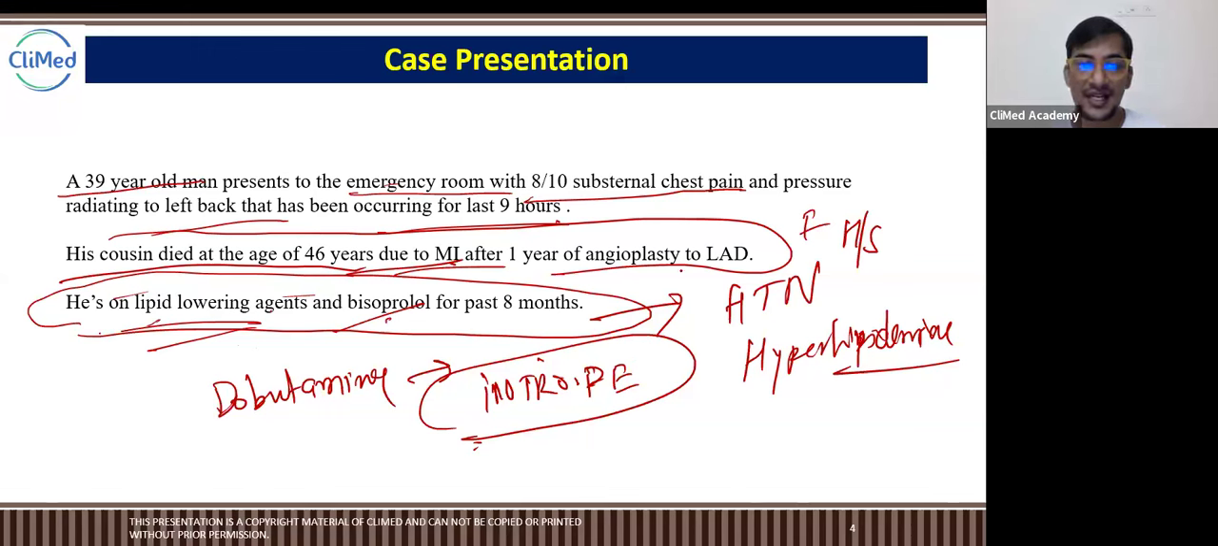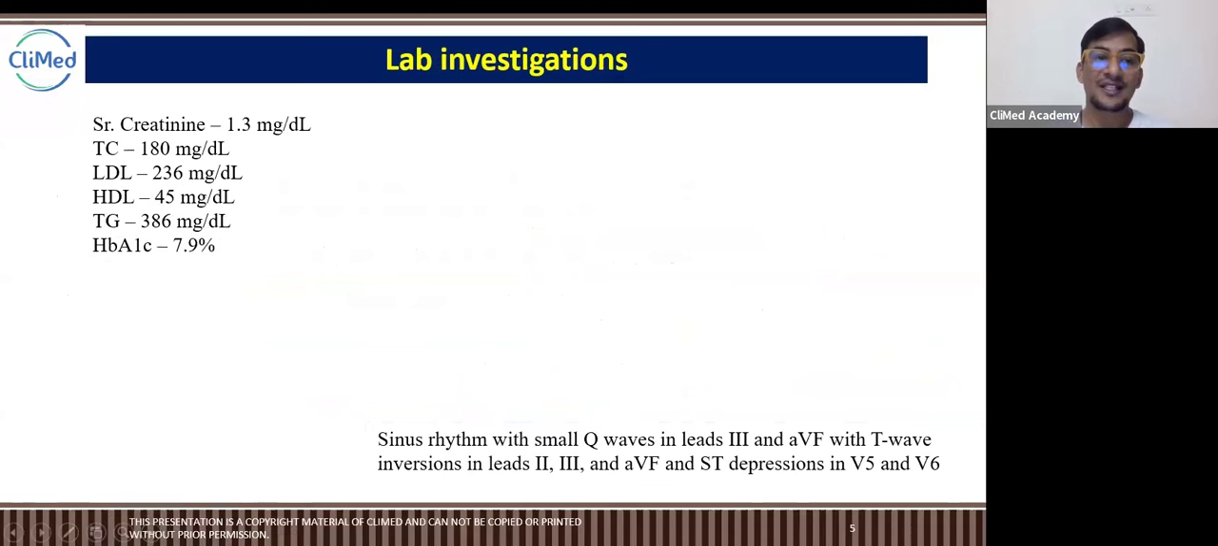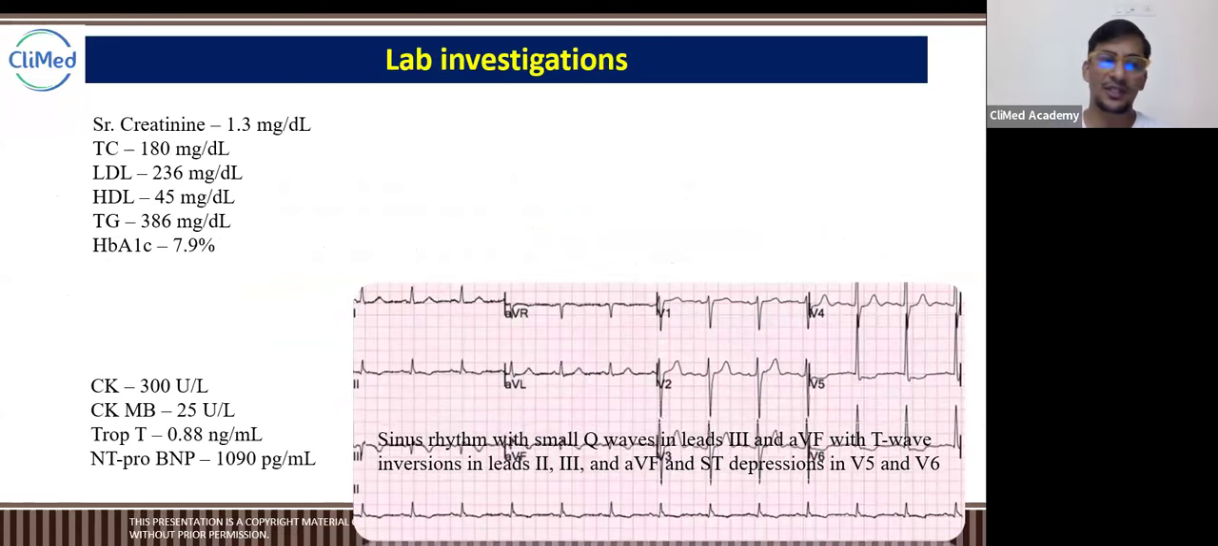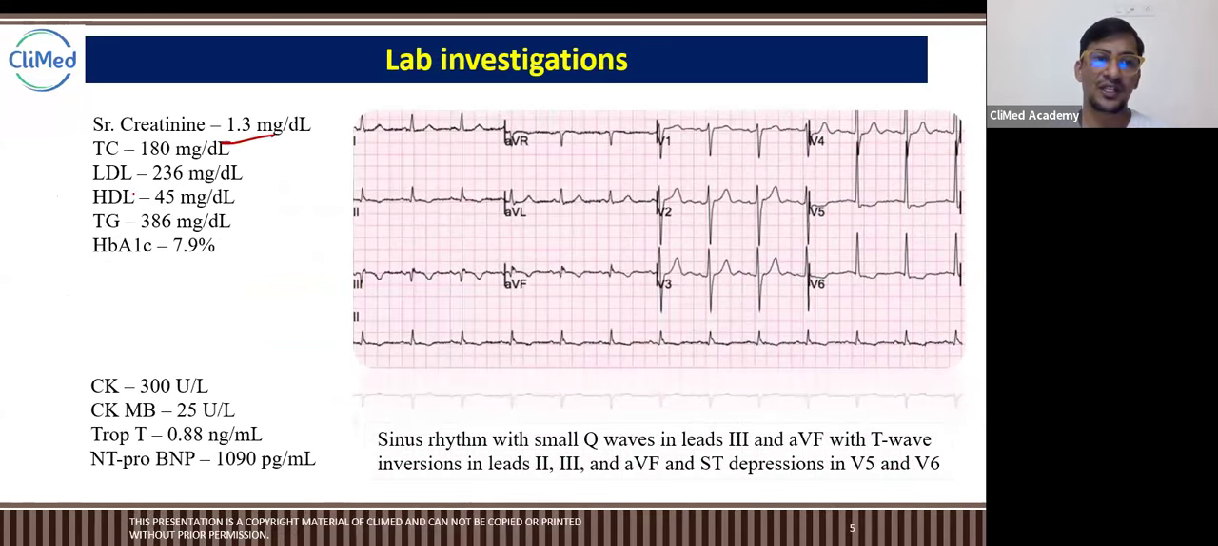So this patient has chest pain, subjective evidence, objective evidence, everything is there. Then we did ECG and multiple other tests. Serum creatinine was 1.3, and triglycerides are 386, which is very high. It should be less than 200, right? LDL is 236. It should be less than 100 mg per dl.